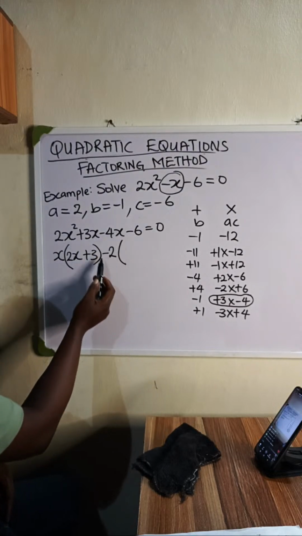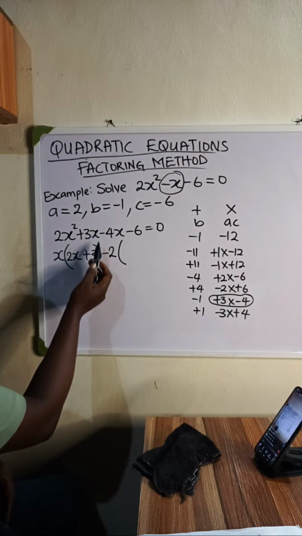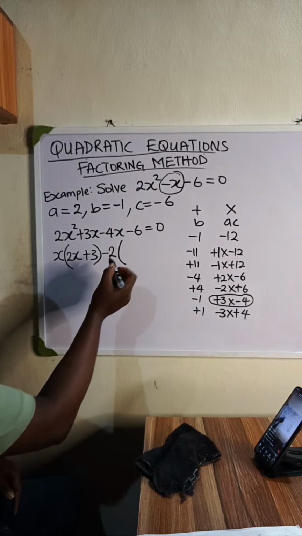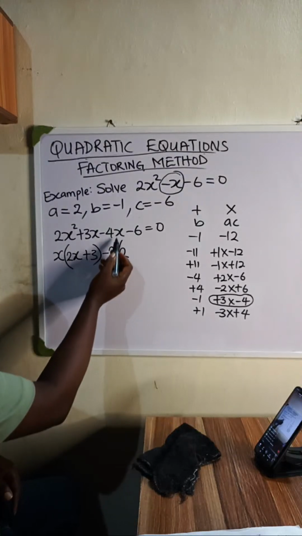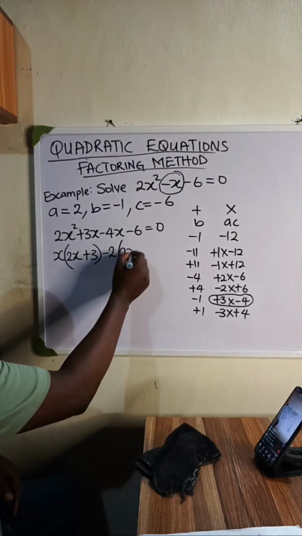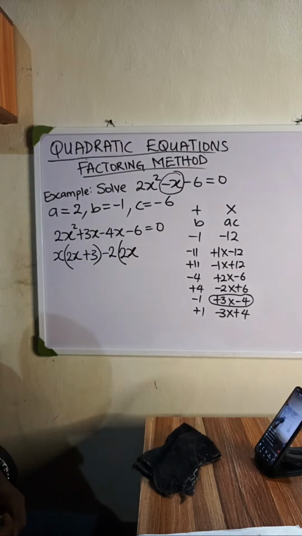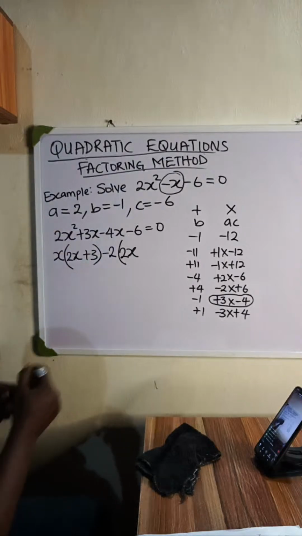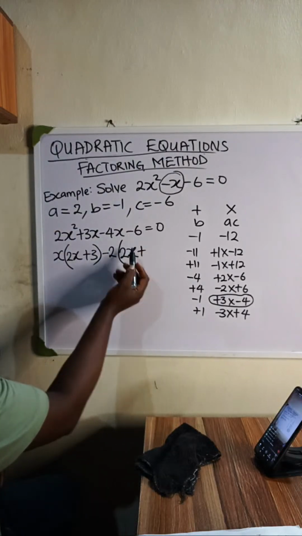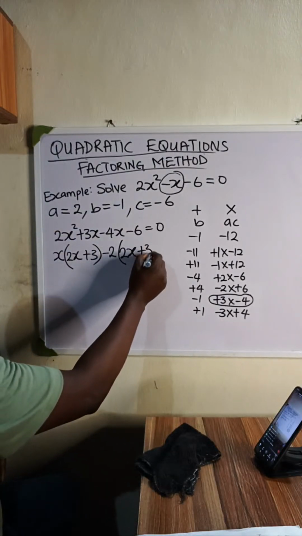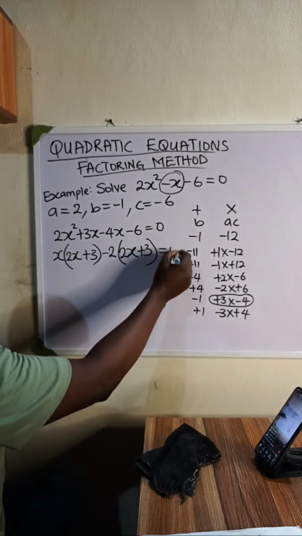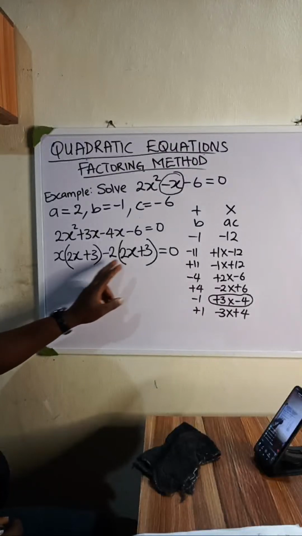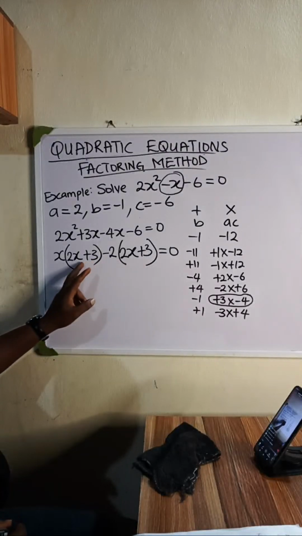Minus 4x divided by minus 2: minus divided by minus gives us plus, 4 divided by 2 gives us 2, and x stays as x. Next, minus divided by minus gives us plus, and 6 divided by 2 gives us 3. It's equal to 0. So we look into the brackets to see if they are the same.